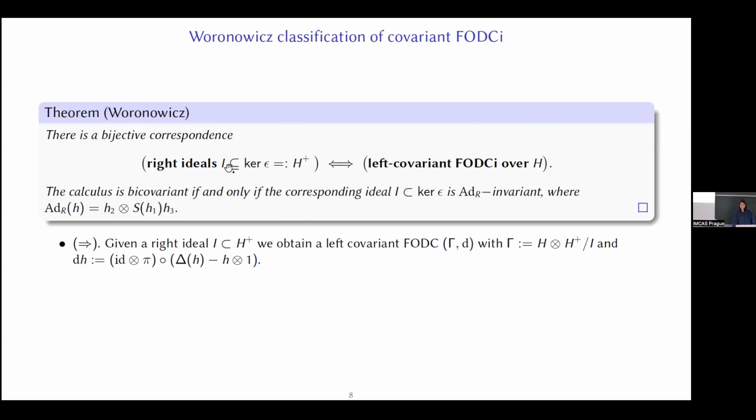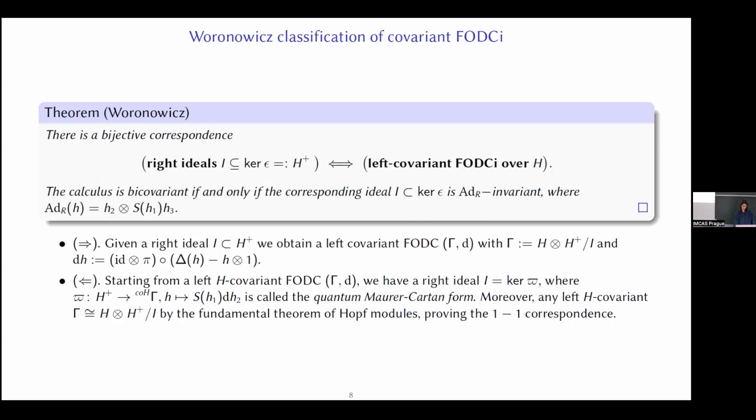So to give you an idea of the proof, starting from a right ideal, you obtain a left covariant calculus defined like this, so H tensor H+ mod I, and you have a differential like this, where π here is the projection map from H+ to the quotient H+ mod I. You can prove this has a well-defined left coaction, and that when I is also invariant with respect to the adjoint coaction, this is a well-defined right coaction, and the differential is a morphism of comodules.